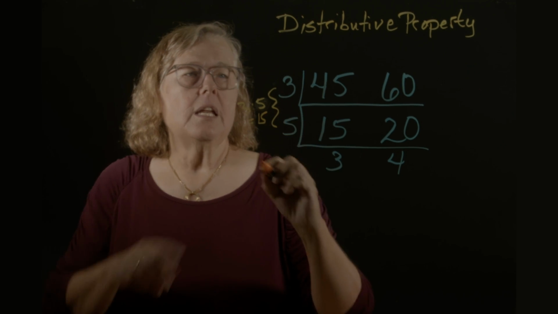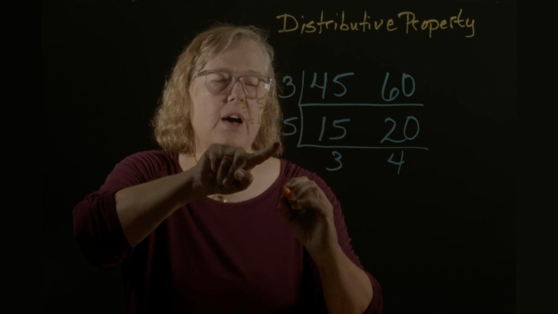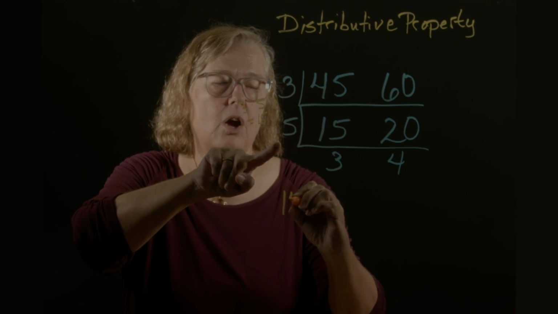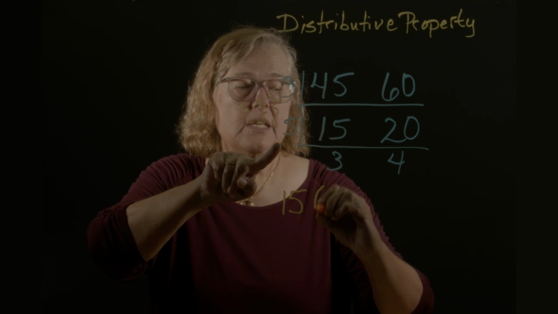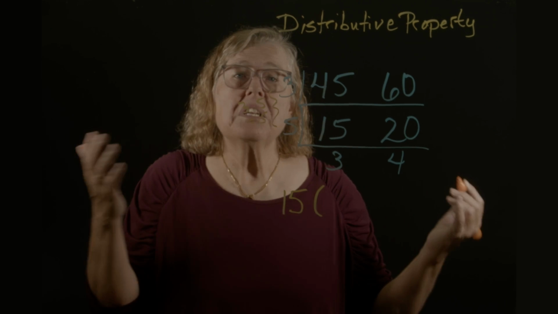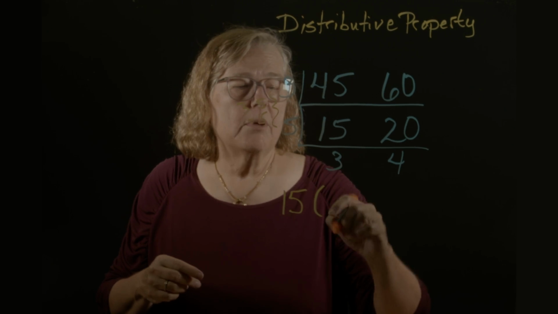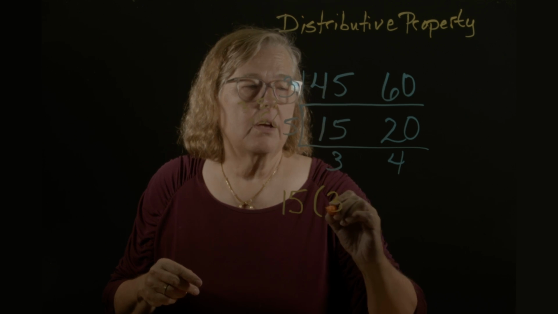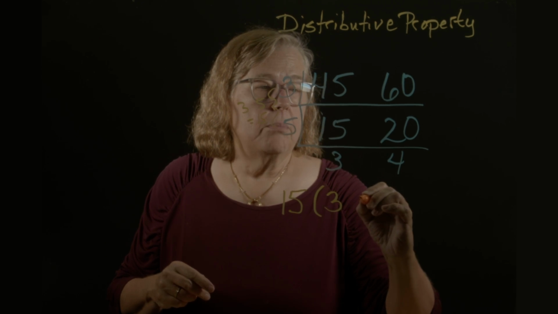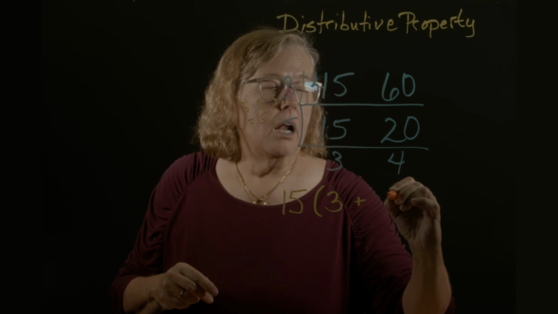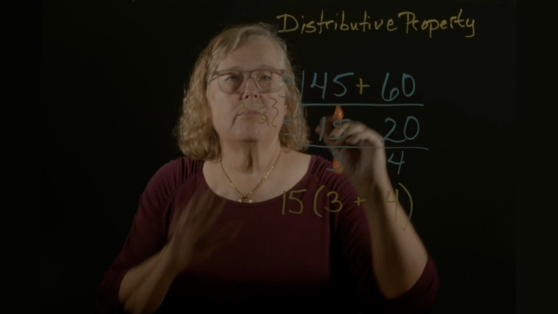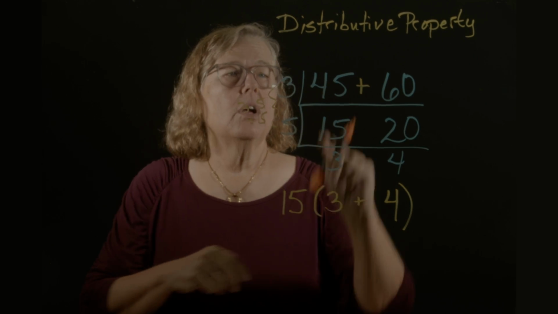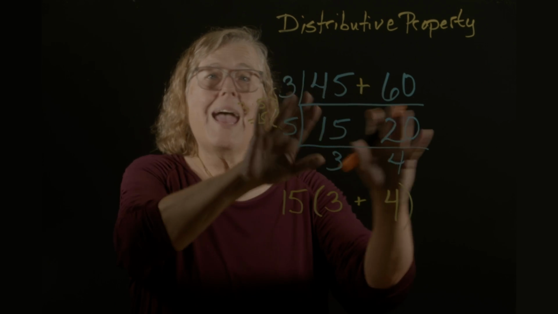So it's 15. So I'm going to say this 3 times 5, and I'm going to write the 15 right here. Now I'm going to put a parenthesis, and I'm going to just bring down the leftovers just like they are. I'm going to bring down the 3. I'm going to put a plus, and I'm going to bring down the 4. And this is if we were adding 45 plus 60. I should have put that up there earlier. And we're going to leave it.